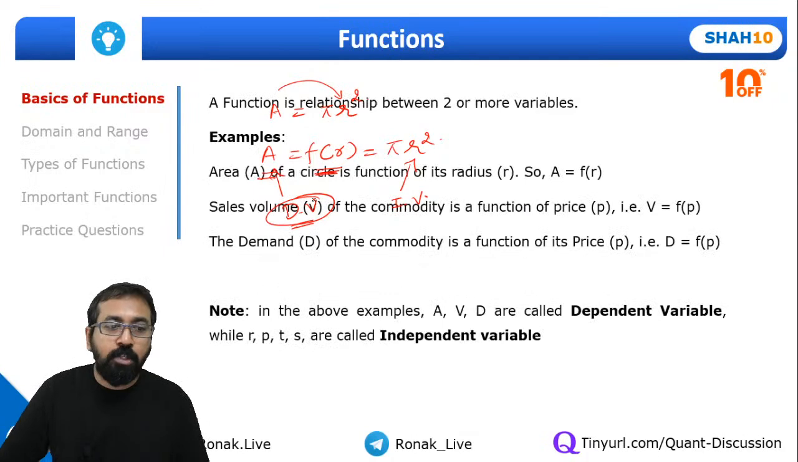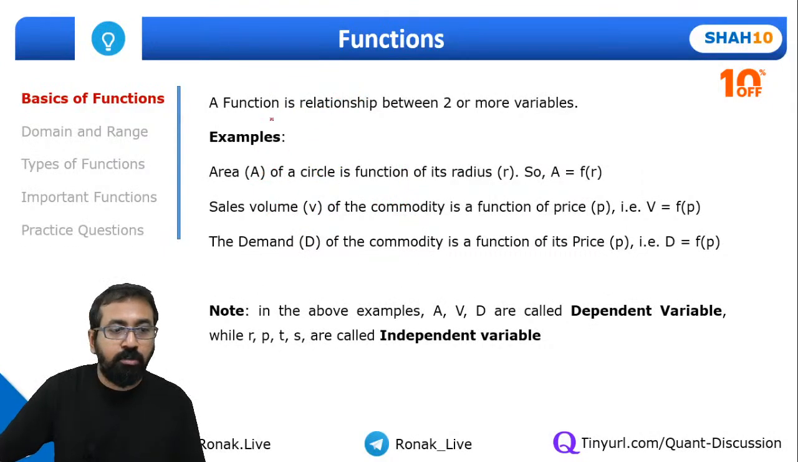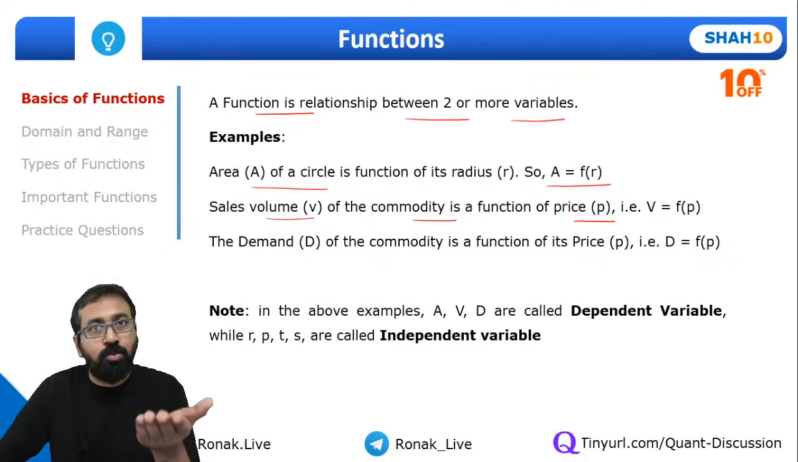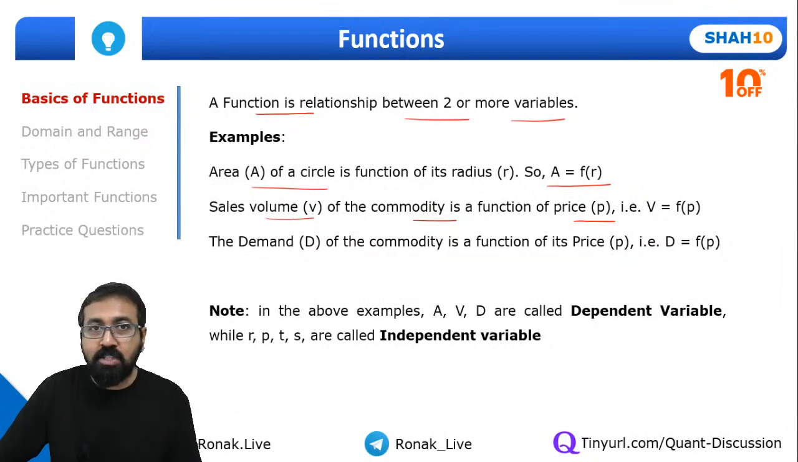In simple words, you can also define function in this manner, which I have mentioned over here. Function is a relationship between two or more variables. Area of a circle, as I mentioned, is one example, and sales volume of a commodity is a function of its price. As you know, if you increase the price, the sales will go down. If you reduce the price, the sales will go up. Of course there can be certain exceptions, but yes, sales volume is dependent on the price.